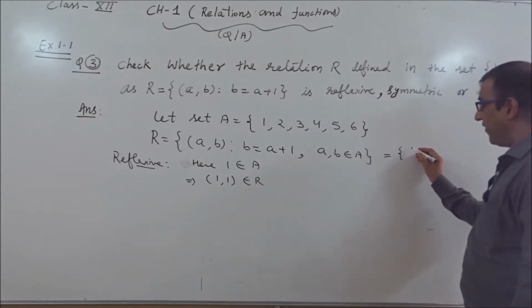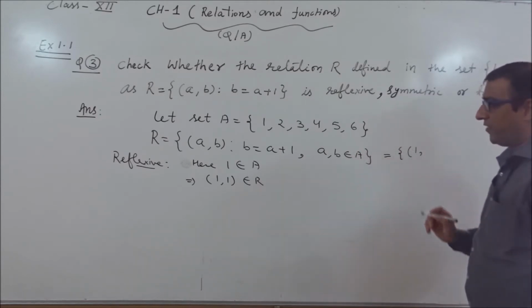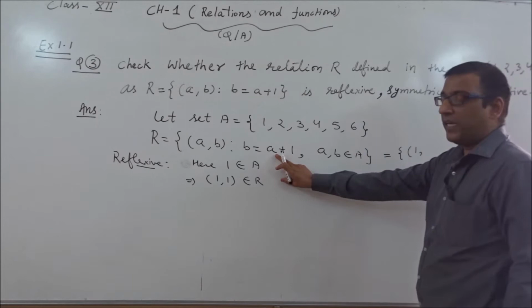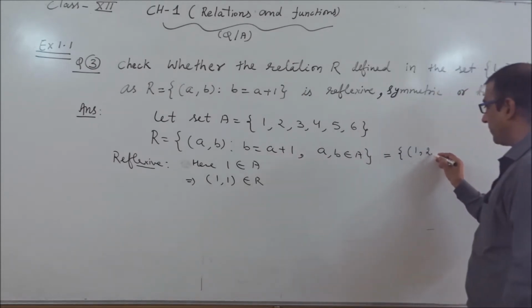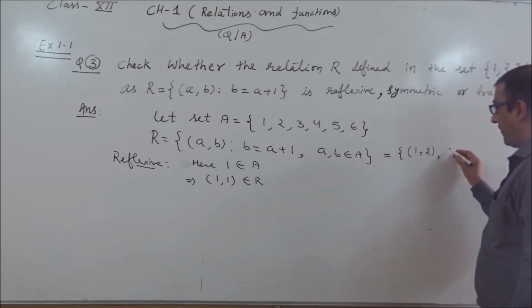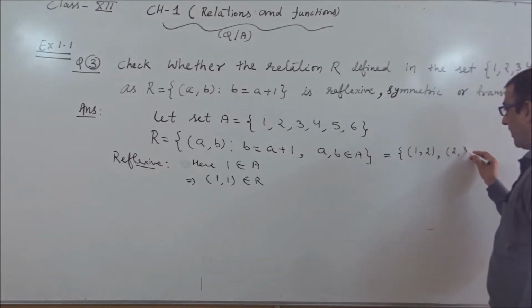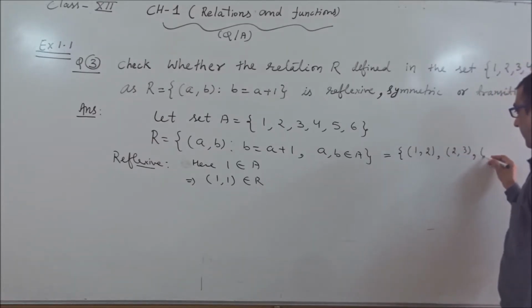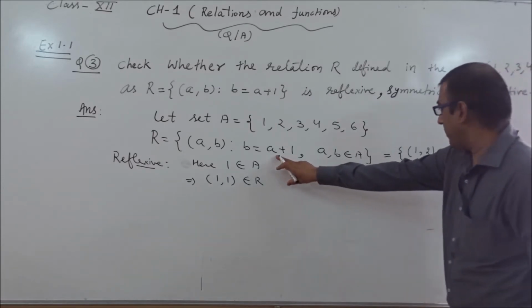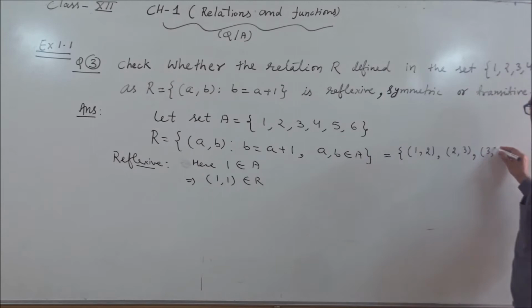So we will put the values of a and b. If the value of a is 1, then what is the value of b? When we put it here, it becomes 2. Then we will put a equals 2. So what is the value of b? This is 3. Then we will put a equals 3. Then what is the value of b? You put 3 plus 1, it becomes 4.